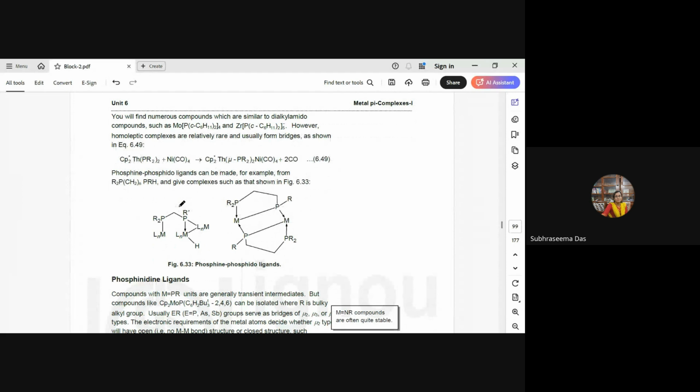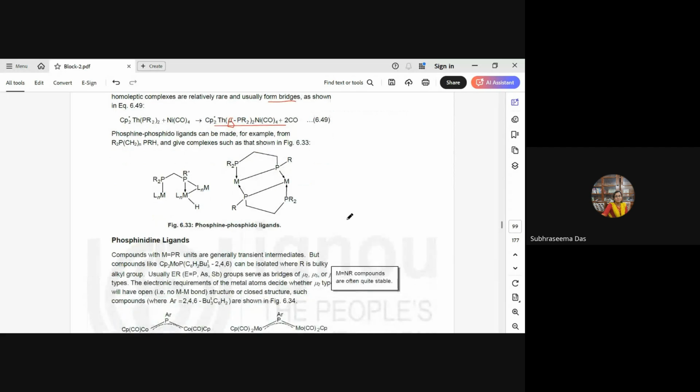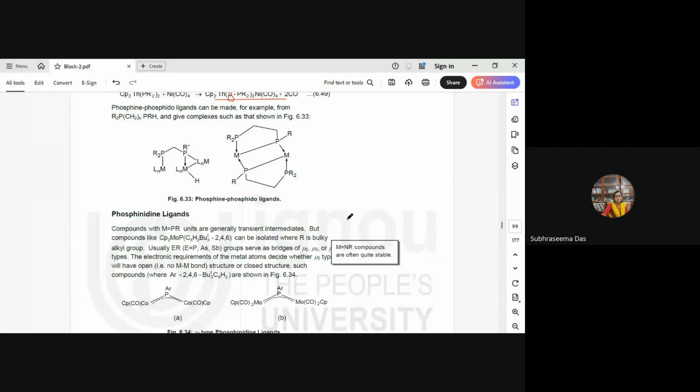So we will find various compounds which are similar to dialkyl amido compounds. These are dialkyl amido compounds of molybdenum and zirconium. However, homoleptic complexes, we know, are very rare, and usually they form bridges. That is shown in such types of reactions. Since this is present, they form bridged complexes. Then phosphine phosphido ligands can be made from R2PCH2NPRH, and they can give complexes. Such a type of complex can result from the phosphine phosphido ligands.